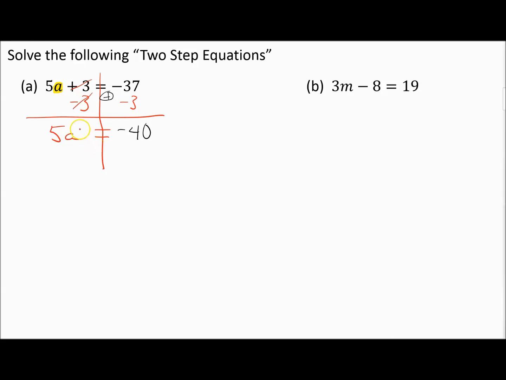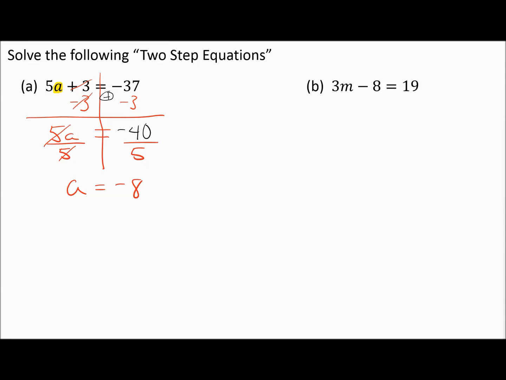All right, now the next step is I'm trying to get the A by itself again. It's being multiplied by 5, so to undo that, I'm going to divide each side of my equation by 5. So the 5's cancel, and I have A is equal to negative 40 divided by positive 5 is negative 8. And then we should check ourselves.